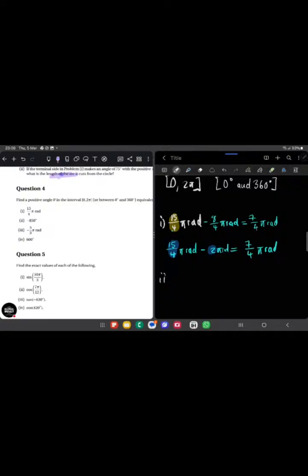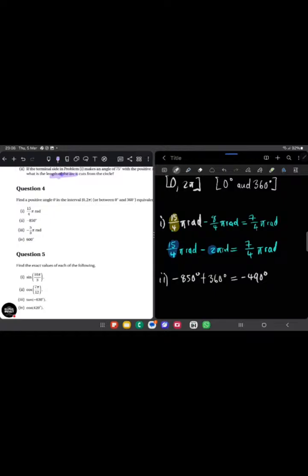Anyway, let's go to the second one. Negative 850 degrees. My friend, you are negative. I'm going to have to add 360 degrees. If it's degrees, I will always add 360 or subtract 360 until I get a value which makes sense. This doesn't make sense. So I'm going to say negative 850 plus 360 degrees. I'll get negative 490 degrees.